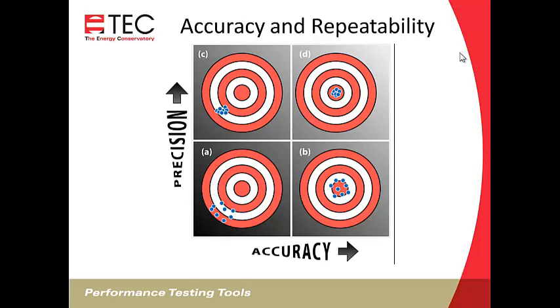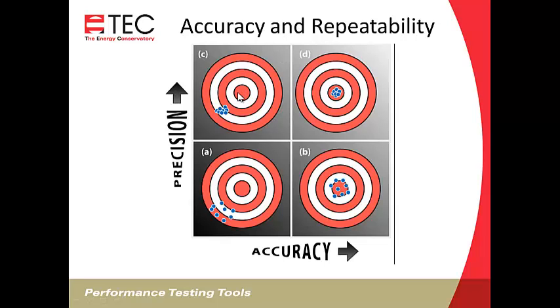So we'll talk a little bit about accuracy and precision and what the differences are between the two. So with this chart, as we go up, we're going from less precise to more precise. Precision and repeatability are somewhat interchangeable terms. I think it's easier to understand if we think about precision as being a repeatable number. It may not be technically accurate, but I think it's an easier way to understand it.